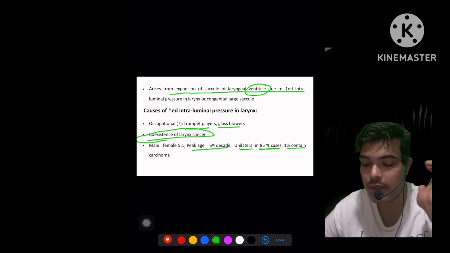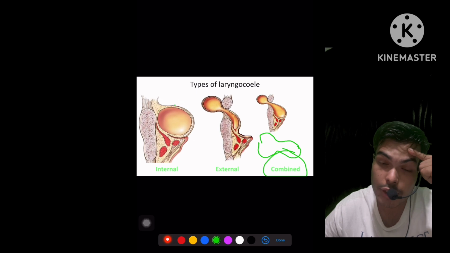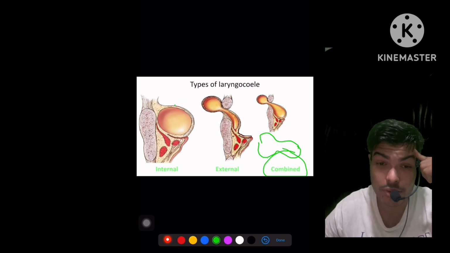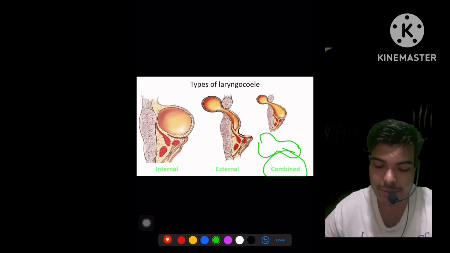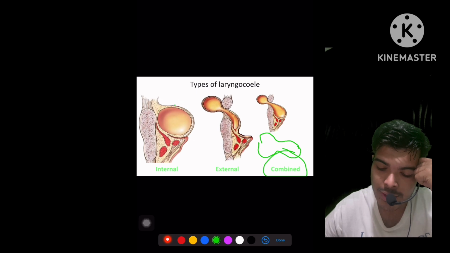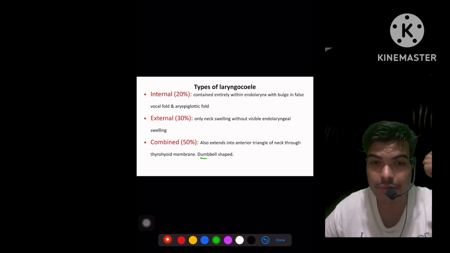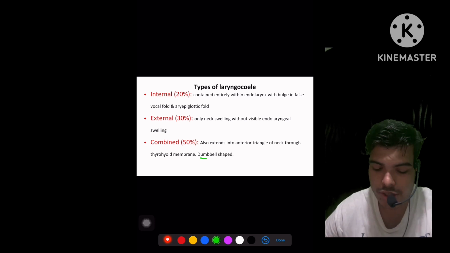The other dumbbell we studied was in the case of the deep lobe of thyroid. Okay, and also a tumor of the deep lobe of the parotid gland. If the deep lobe of the parotid gland is involved, it looks like a dumbbell, and similar dumbbell presentation is here also. Dumbbell shaped, extending to the anterior triangle of the neck, right? So neck swelling, endolaryngeal swelling. Okay, bulges in the false vocal cord and aryepiglottic fold. So it can also transform into a malignant condition, and sometimes is associated with laryngeal CA itself.